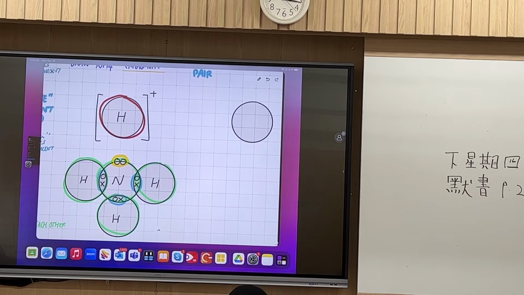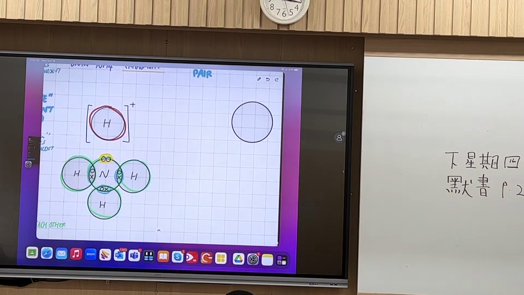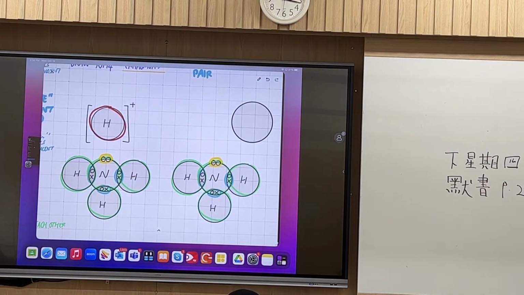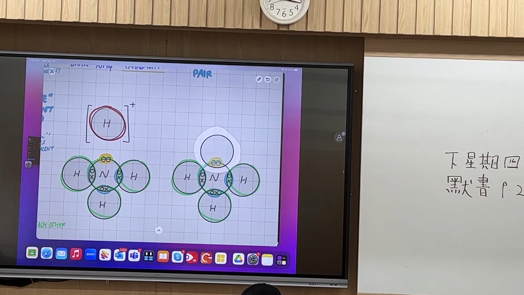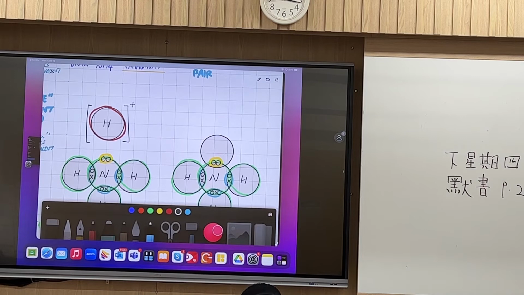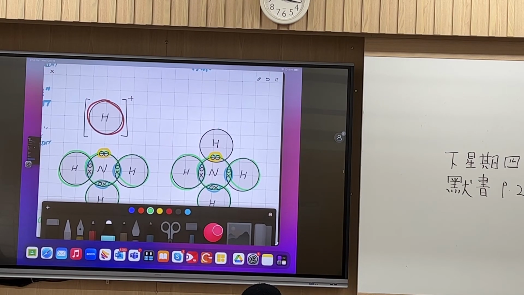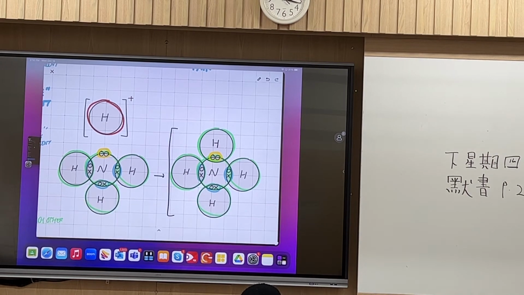Then we will look at how nitrogen helps this very unhappy hydrogen gain stability. So let me copy this over first. The nitrogen would come over, donate both of its electrons to hydrogen, and you'll see something like this. So this hydrogen is finally part of the family. And thanks to the generous donation by the nitrogen, it now has a full shell.